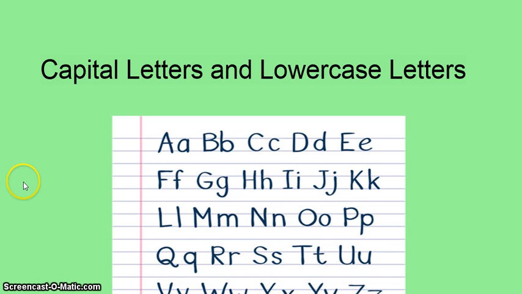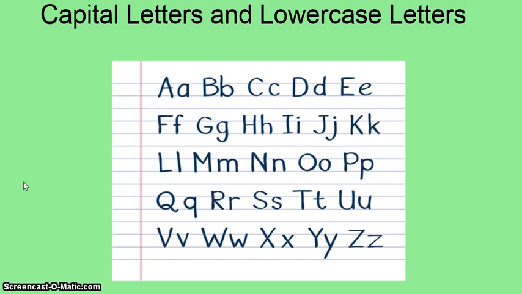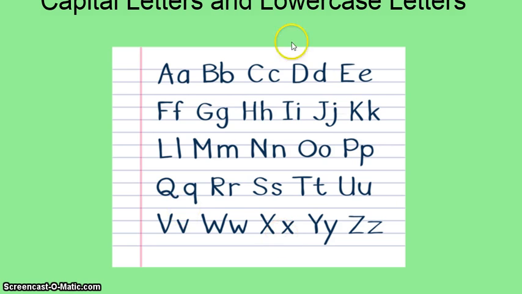Okay. The next one is capital letters and lowercase letters. You can tell them that these are capital letters and lowercase letters. Each letter has a capital and a lowercase letter, and some of them are similar, so you can ask your students what looks similar. So the S and s are similar, or the O and o, or the W and w.